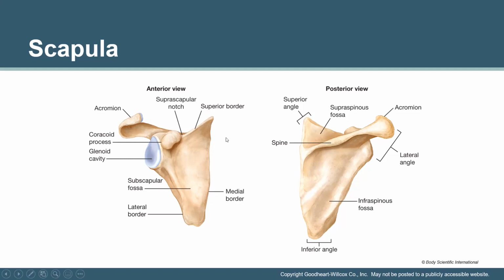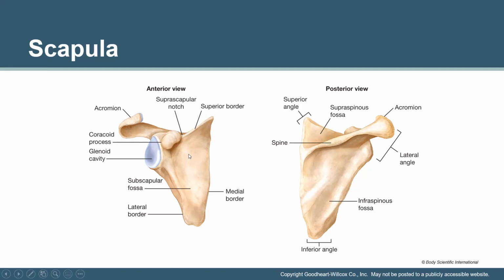We have borders and angles on the scapula. I already mentioned a couple of the angles. We have the lateral border, the medial border, and the superior border. Up here we have the suprascapular notch, just to name a few things, from this anterior view.